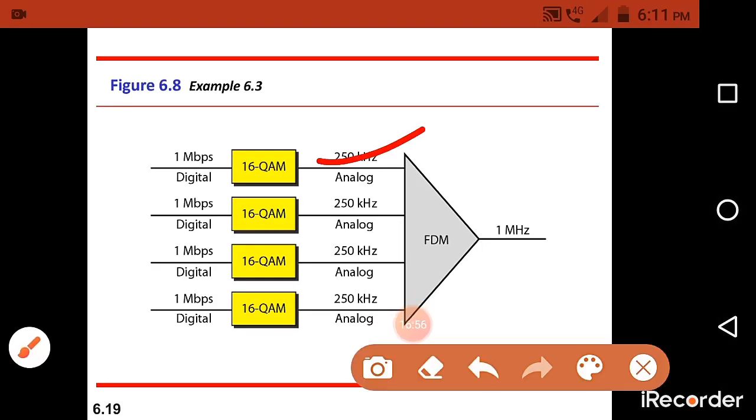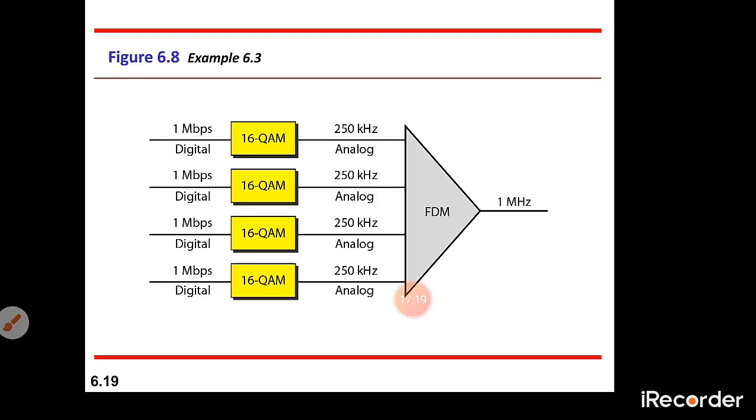250 kilohertz for each channel after the modulation, okay. So this is a problem where they give the total bit rate of each connection, and also the multiplexed bandwidth. You need to determine the bandwidth of each connection after the modulation, okay. So this is one problem.